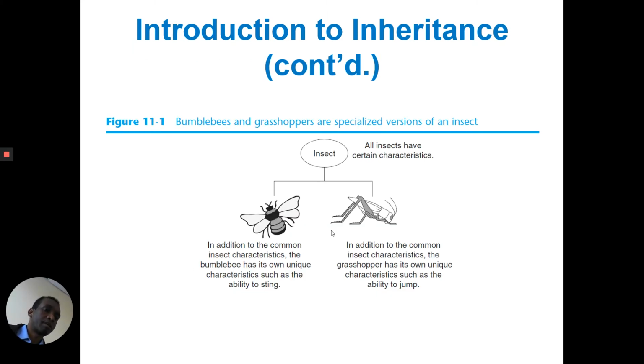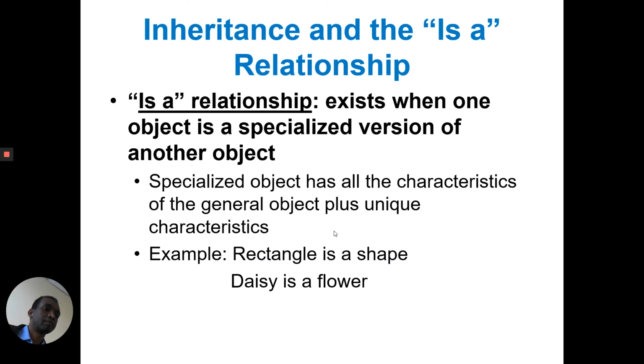So here, bumblebees and grasshoppers are specialized versions of an insect, right? So you have what's called an is-a relationship, which exists when one object is a specialized version of another object. So a camel has an is-a relationship; it's a specialized version of an animal. Specialized objects have all the characteristics of the general object plus unique characteristics. So the hump would be the unique characteristic, right?